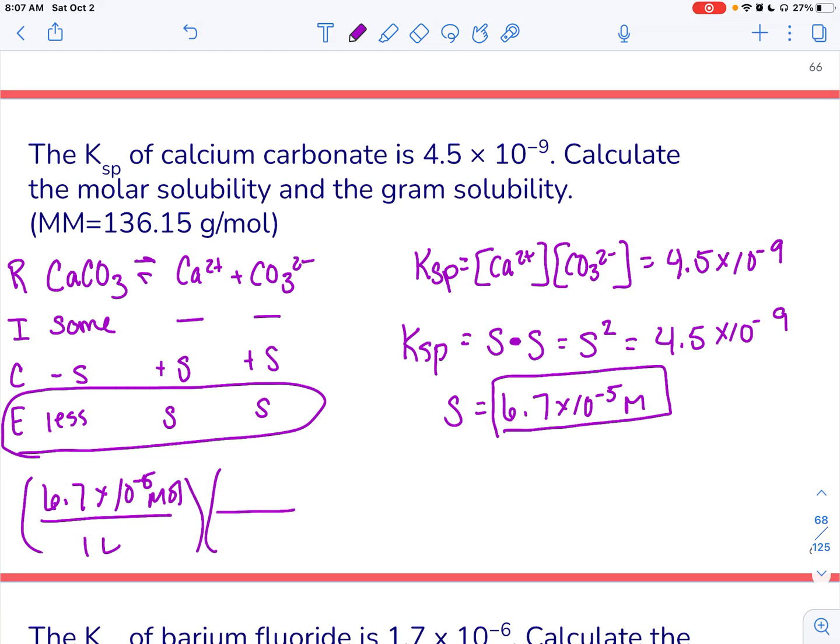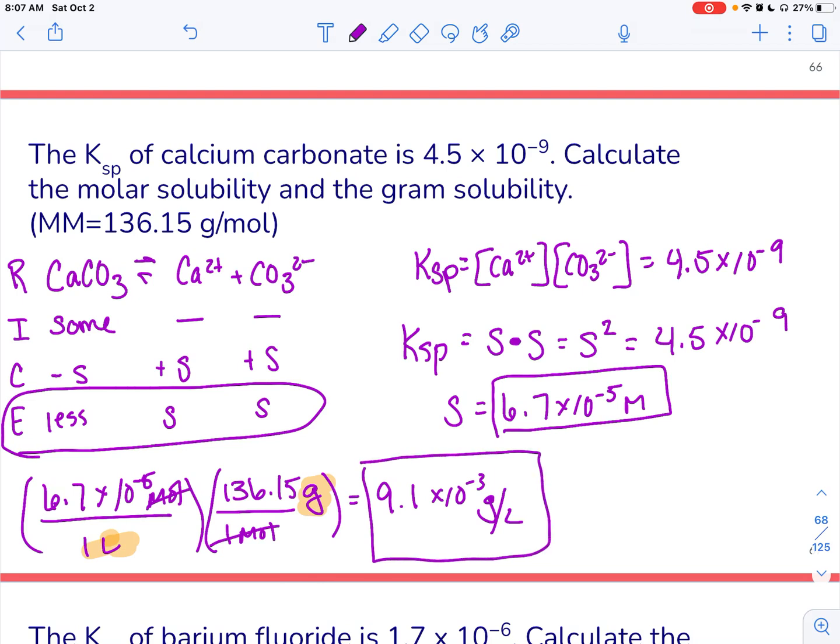And I'm going to multiply that by the molar mass, which is given to us in the problem. And moles will cancel, we'll end up with just grams per liter, because we didn't do anything with the grams and the liters. So that is our gram solubility. Nice and easy.